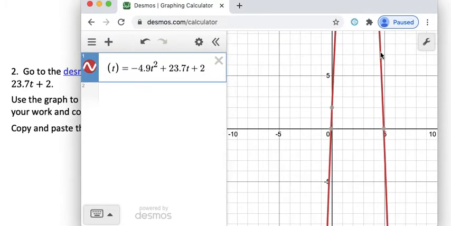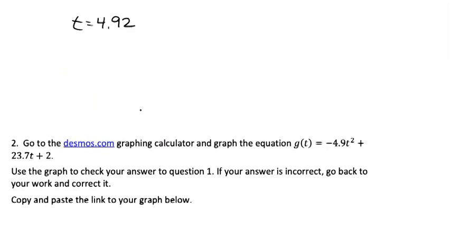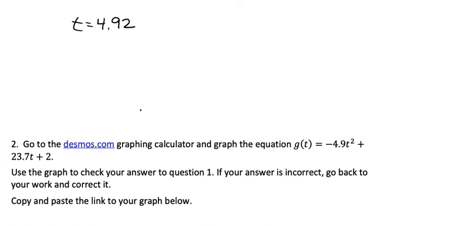I can zoom out if I want to. This is going to be a parabola. It goes much higher than the window that I have selected, but all I'm looking for is where it's hitting the ground, and I can see that it's going to hit the ground right here at 4.92, which matches the answer that I got in question 1.